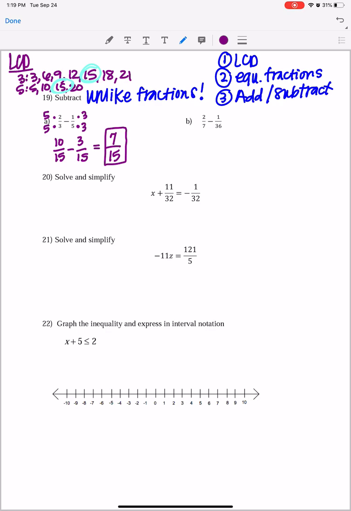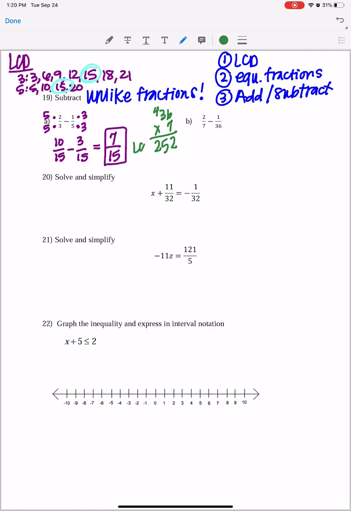Now with B, B's a little bit harder. Because these numbers are so big, if you notice here, we just kind of multiplied these two together. 3 times 5, that's 15. When in doubt, you can do the same thing with these. So I am just going to take these two numbers here and multiply them together. So 36 times 7. 6 times 7 is 42. Carry your 4. 3 times 7 is 21. Plus the 4 is 25.